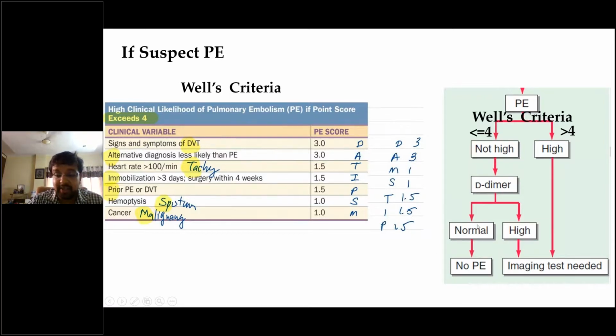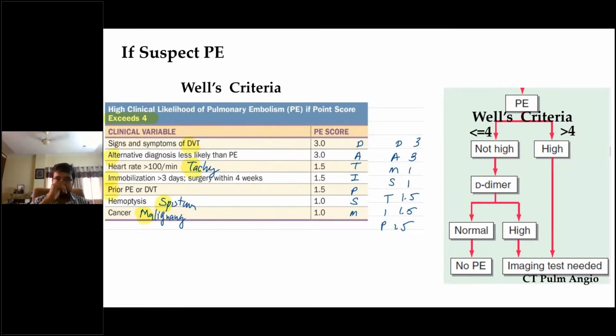Since it is high, it has high negative predictive value, we can sufficiently say it has no pulmonary embolism and we don't need any imaging test after this. But if the D-dimers are also high, again we will do the imaging test, which is CT pulmonary angio. Okay. So this is the approach of pulmonary embolism.